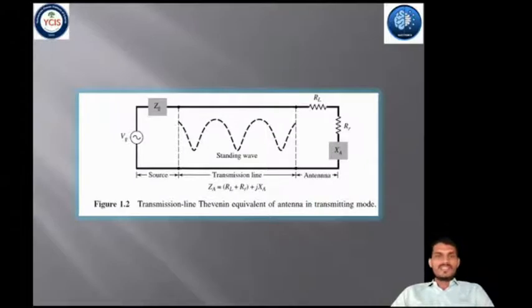Simply, both equivalent circuits are the same. Only source and receiver can be replaced with each other, and the opposite mode can be designed.